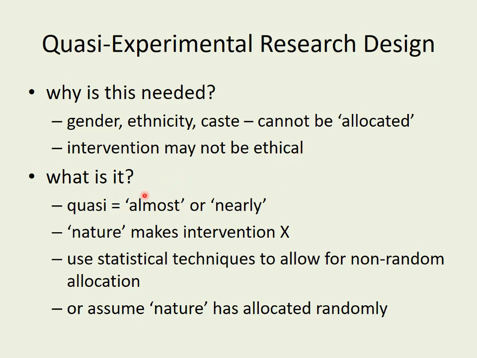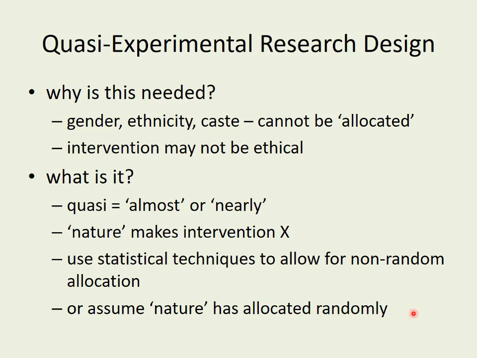So quasi means almost or nearly. You're trying to get as close as you can to an experimental situation in some way. It could be that nature makes the intervention X. So instead of you doing something, you wait for something to happen. Nature makes the intervention without human intervention, so it's not purposeful, and you can treat that as though it's random. Or if you can't assume that nature allocated randomly, then you have to use statistical techniques to try and compensate for the fact it's not random.